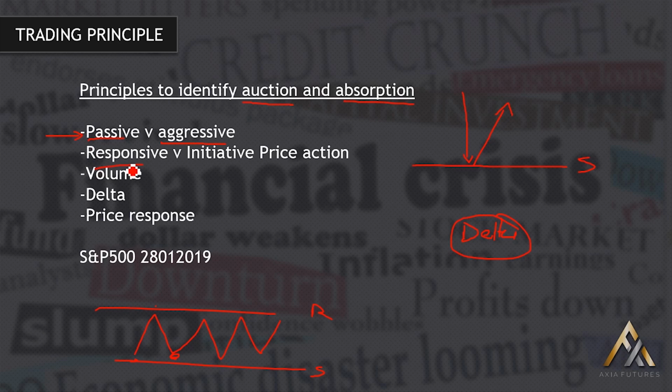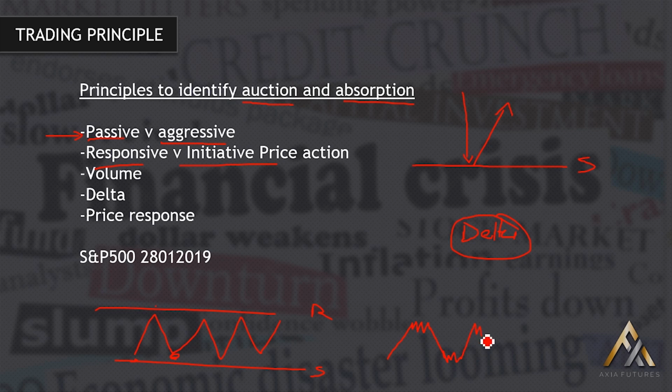The second principle is responsive versus initiative. Very similar to passive and aggressive. The difference here is that towards the lower bound, the support area, we have a response from buyers. What that typically looks like is a high amount of delta being absorbed on the lows, so they're responding to the lower price. Once they've responded, they then initiate price to the upside. So what you should see is something similar to this: price goes up to resistance, and then we get two-way trade. And then price initiates in the opposite way, and we get two-way trade.